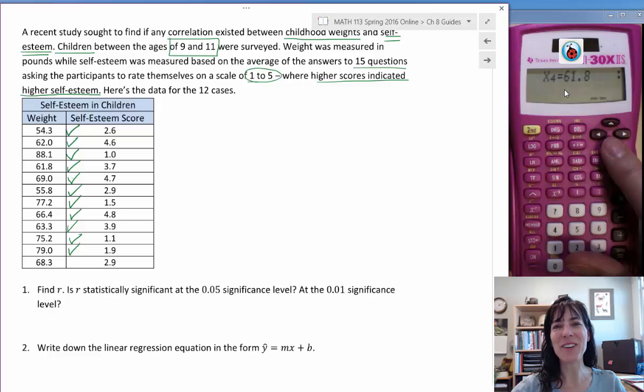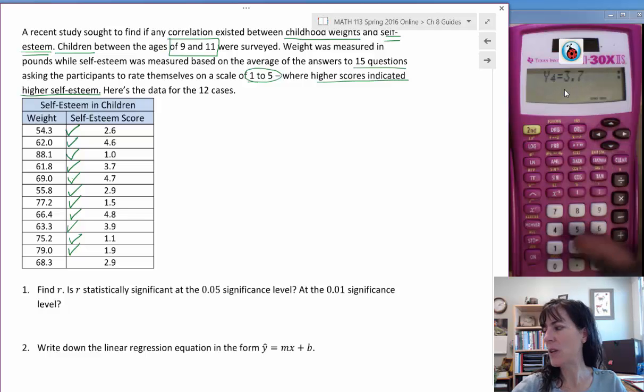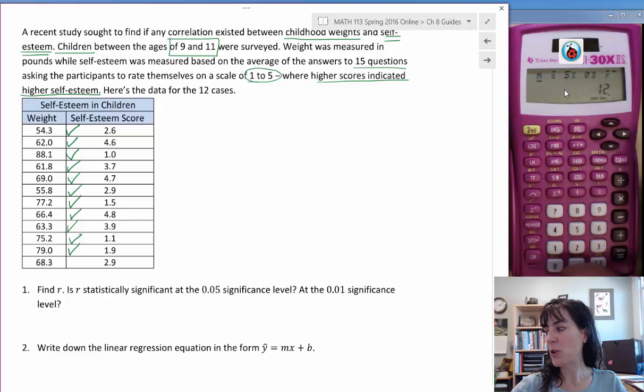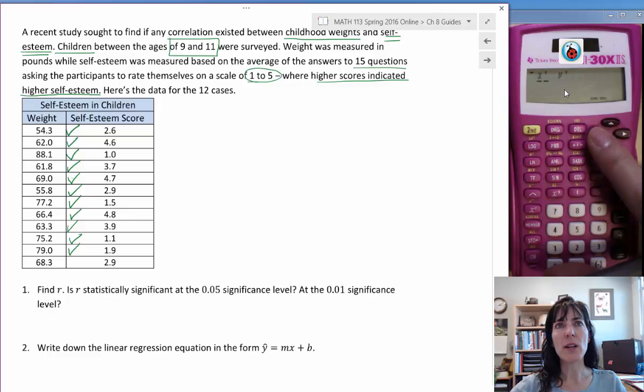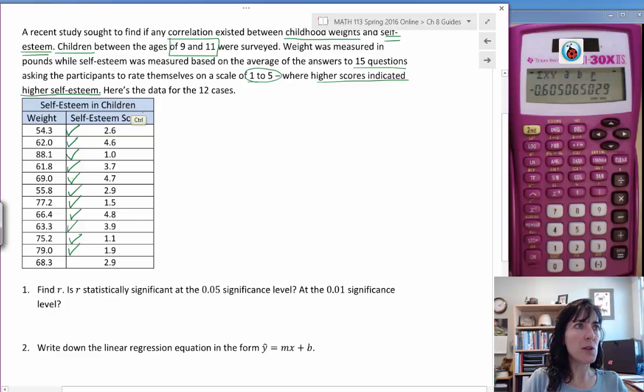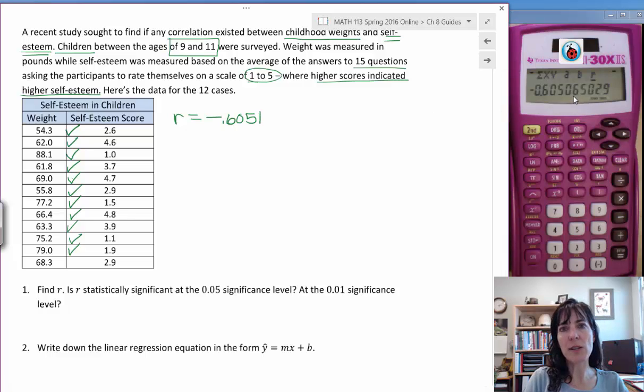Yeah, I do have a 1.0 in there. Anything that looks weird, I just go back at the data and look on that row and see if it's correct. And it looks like I have these correct. So now I can push stat var, and it shows my N is 12, and go to the left, 2, 3, and I have my R. And this R value is negative 0.605. And we'll put a 1 because the following digit is a 6, so we'll just round it.